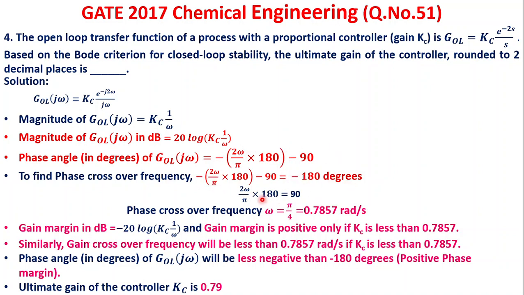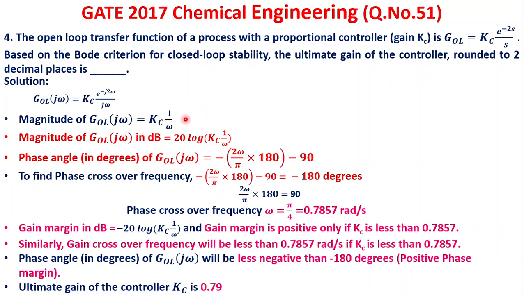Therefore, if you simplify this, we will get omega as pi by 4, which is 0.7857 radian per second. So at this phase crossover frequency, I am finding the gain margin. See, gain margin means what? Reciprocal of the gain at the phase crossover frequency. That means Kc by omega, I have to reciprocate. So 20 log omega by Kc, or we have to take the minus sign. This also we have seen.